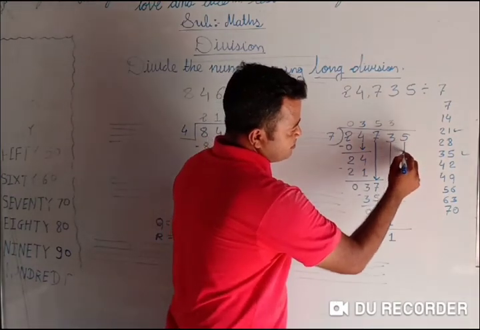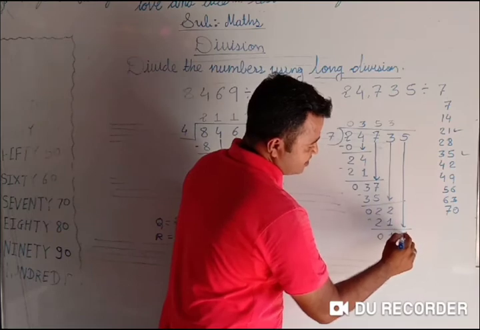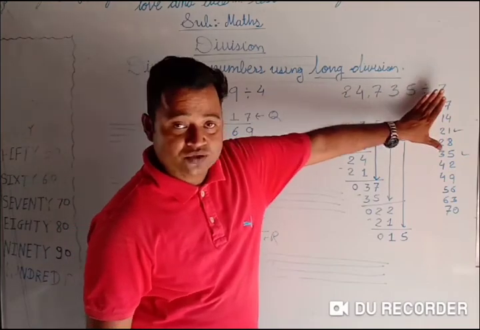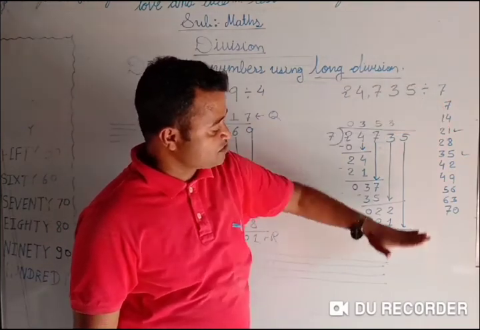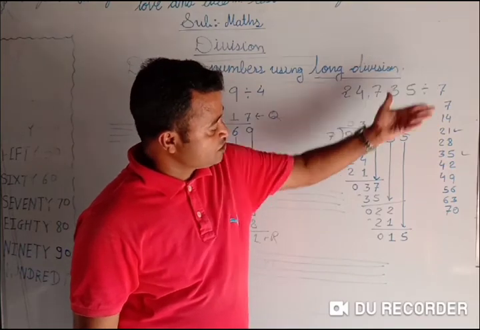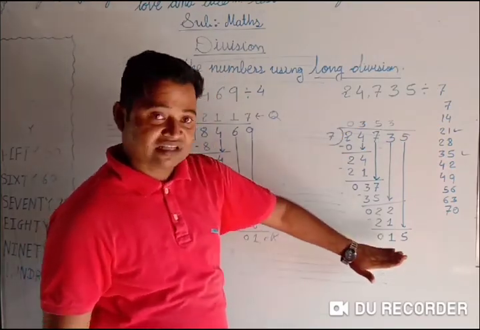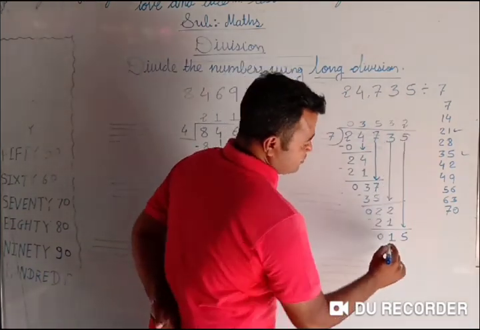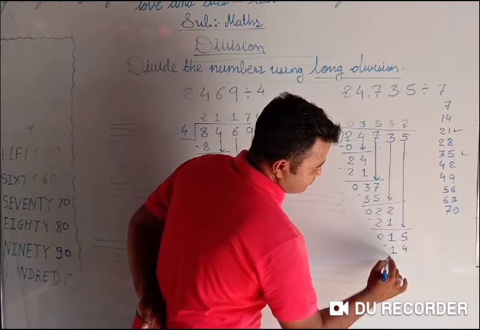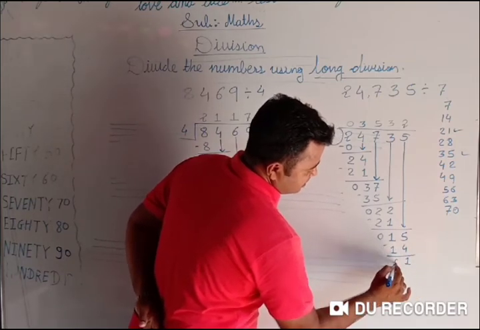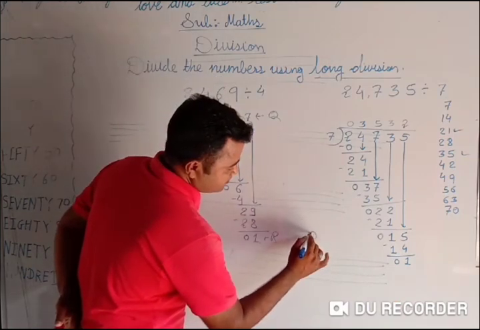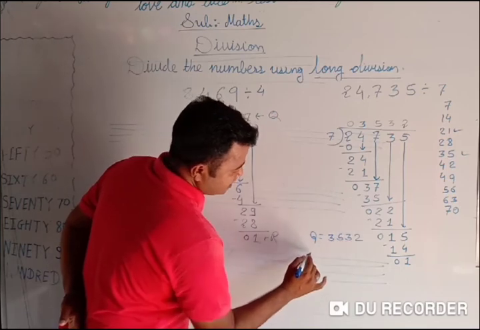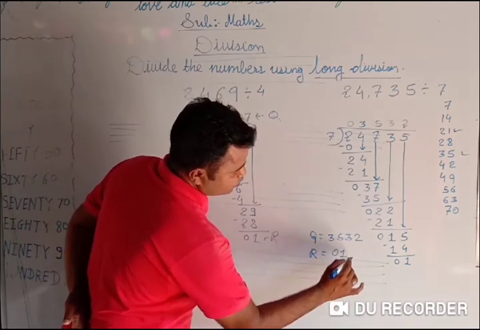Bring down the next number, which is the last digit, that is 5, and ask yourself a question: does 15 come in the 7 times table? So our answer is no. 7 ones are 7, 7 twos are 14, 7 threes are 21 is bigger than 15, and before that there is no 15. So we will see the number which is smaller than 15, that is 14. 7 twos are 14. Now I have to subtract it. So my answer is 1. Hence my quotient is equal to 3532, and my remainder is 1.